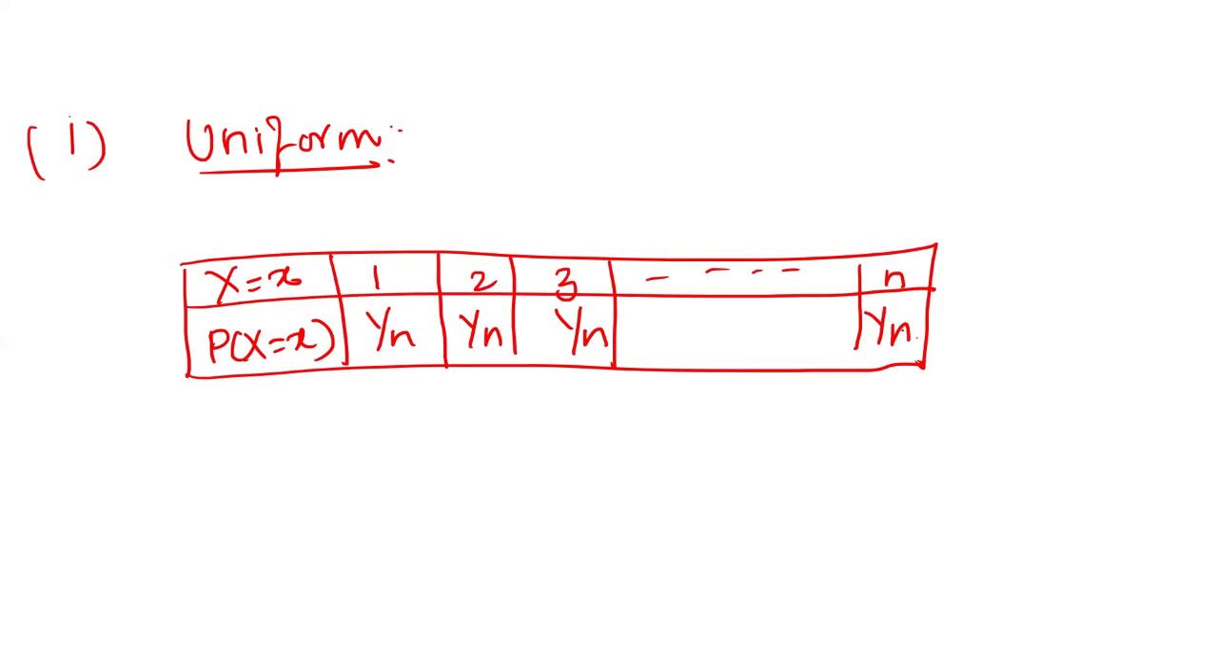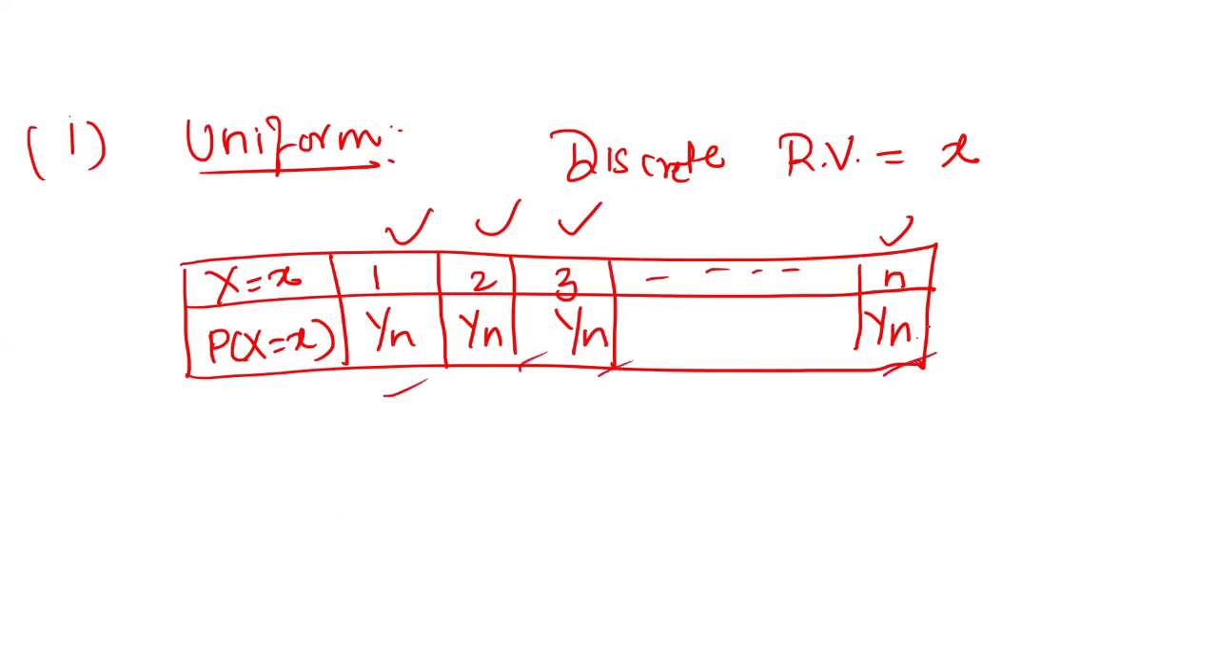So it's equally distributed. If there is a discrete random variable x, each random variable from 1 to n, so if there are n distributions, 1, 2, 3 till n, each probability will have 1 by n. So this is 1 by n, 1 by n, 1 by n, and 1 by n. So this is about uniform distribution.